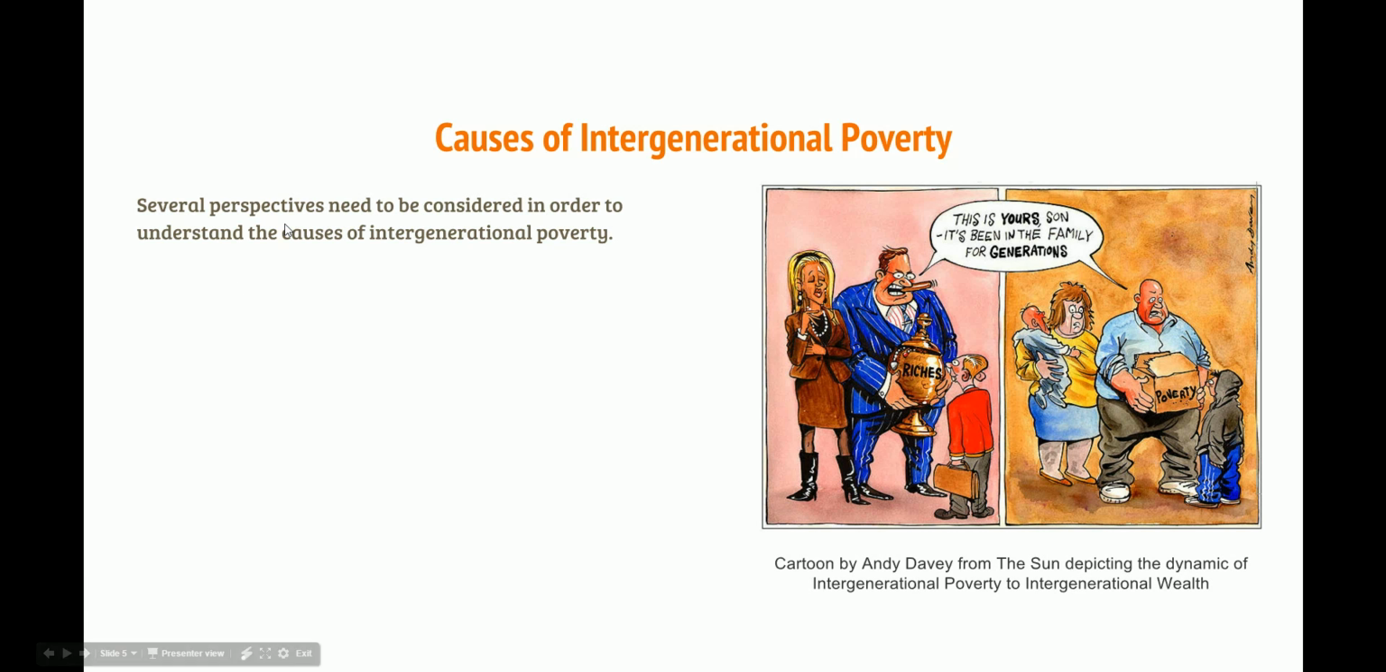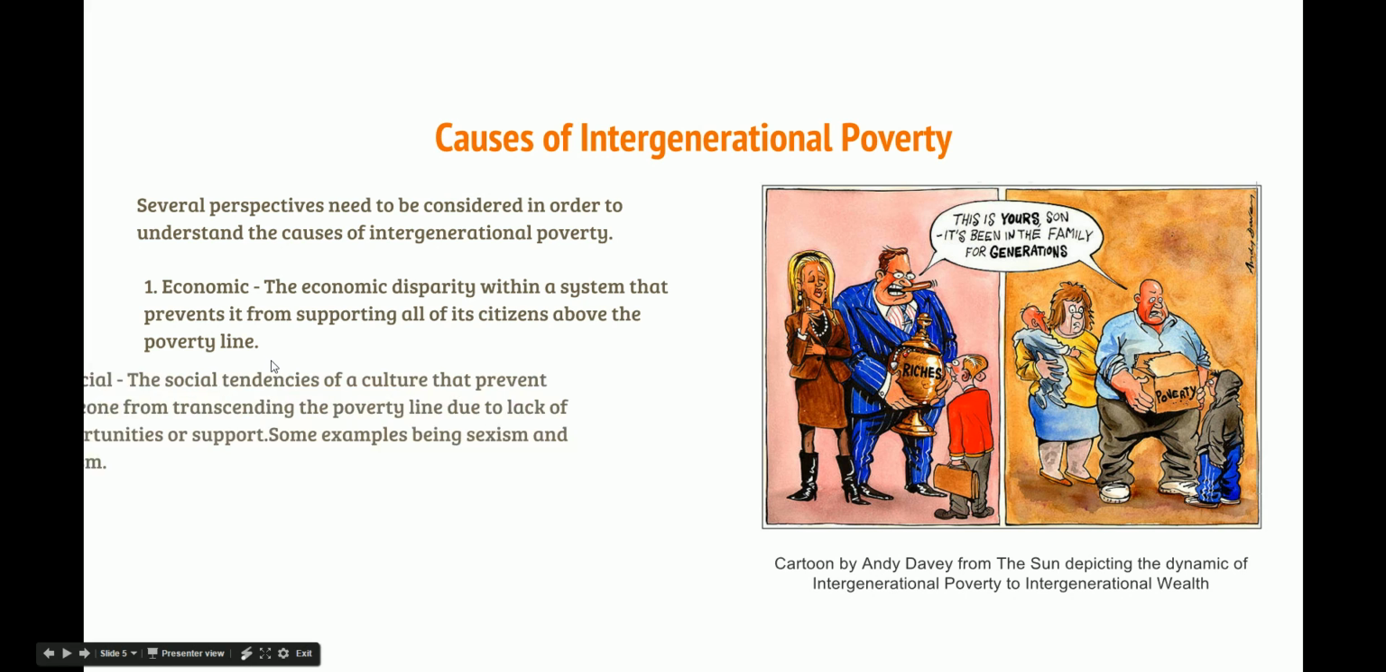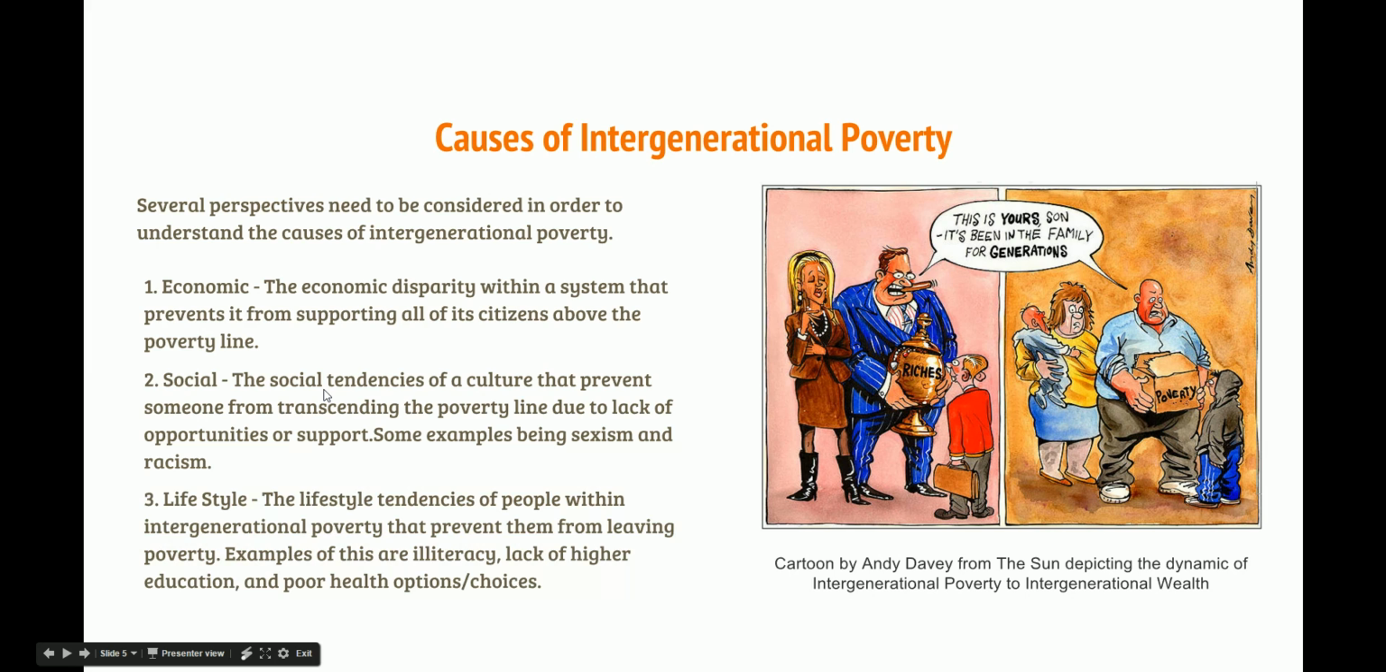Several perspectives need to be considered in order to understand intergenerational poverty. The first is economic, which is the difference between the upper and lower class that allows for people to be below the poverty line. Then social, which is the social tendencies of a culture that prevent someone from leaving poverty, such as sexism and racism. The last is lifestyle, which is the tendencies of people in poverty, such as illiteracy or a lack of education higher than high school, and some poor health choices.